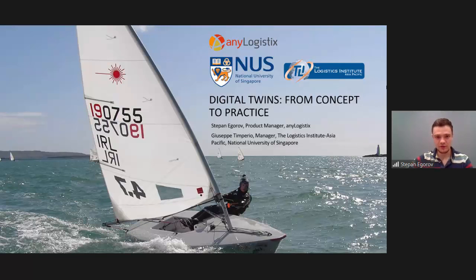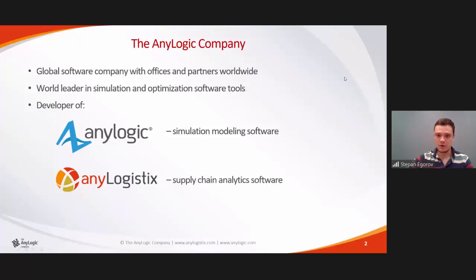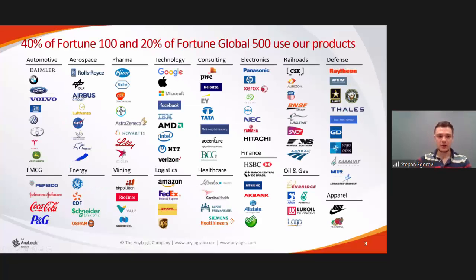Okay. So, a couple words about who I am. I represent the anyLogistix company, global software company. We're a world leader in simulation and optimization software tools, and we have two products. First is anyLogistix simulation modeling software, and the second one, which we are going to talk about, is anyLogistix supply chain analytics software. And here are some of our clients. There's a lot of clients from around the world, huge companies, including 40% of Fortune 100 companies.